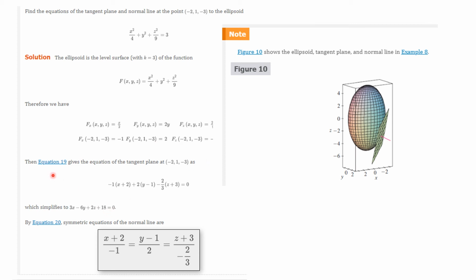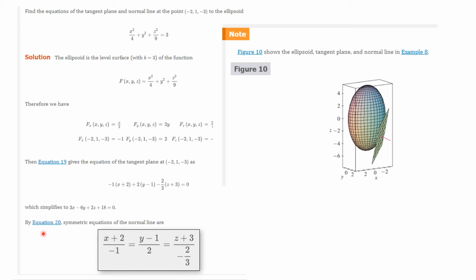And so we can use our equation for the tangent plane at this point. Then it's going to be -1 times (x minus -2), plus 2 times (y minus 1). And this was a -2/3. You couldn't see it. I cut it off. But that is -2/3, and this is (z minus -3) equals 0. And you can simplify that to this expression.